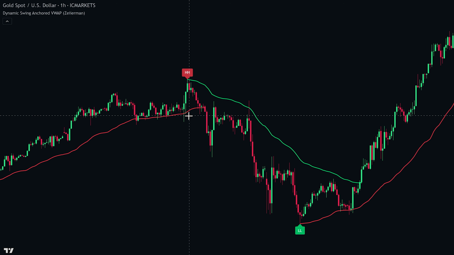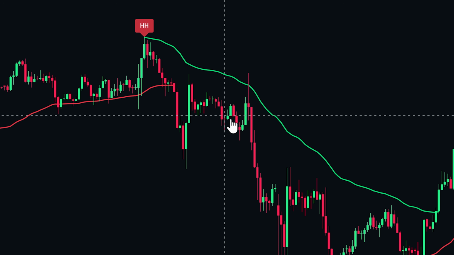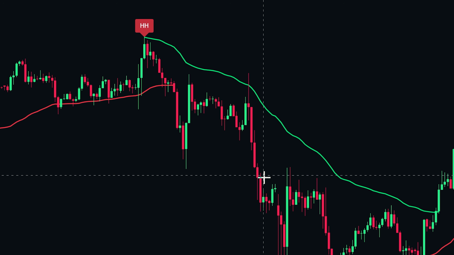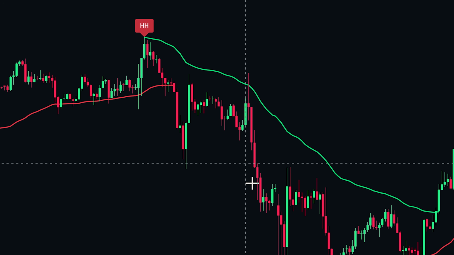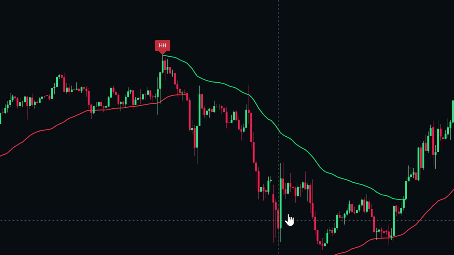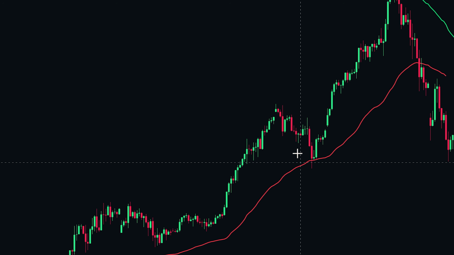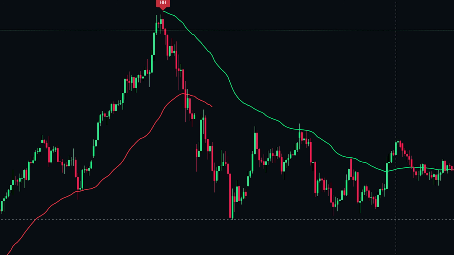What you'll notice right away is how often price comes back to touch this line. Those pullbacks mark fair value levels where trades often set up, either continuing the trend or snapping back in a mean reversion. It's simple to spot. The line follows structure, price reacts to it, and that reaction creates clear trading opportunities right on the chart. Here are 5 different ways to take trades with the Dynamic Swing Anchored VWAP indicator.